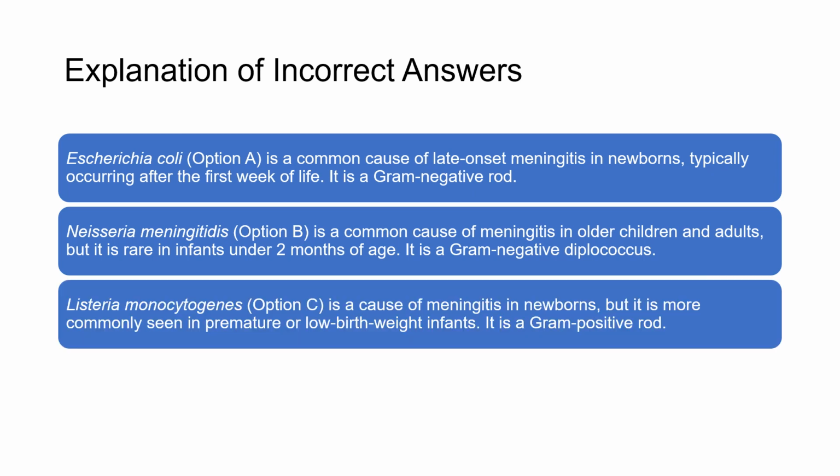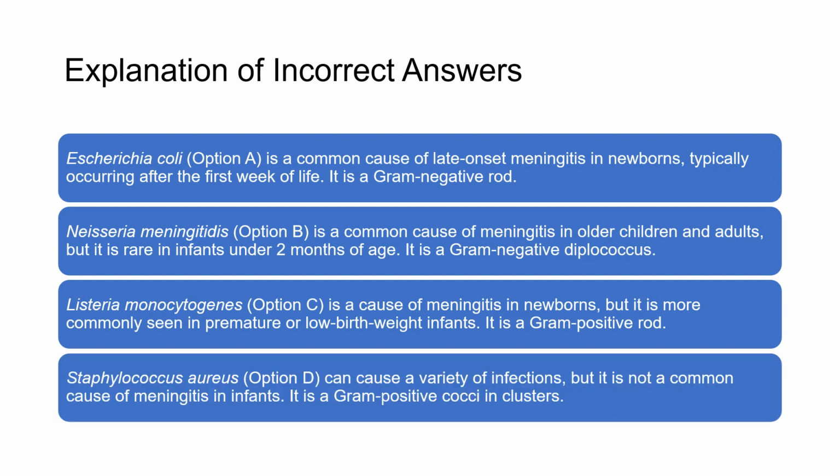For choice C, Listeria monocytogenes, it can cause meningitis in newborns, but it is a gram-positive rod. For option D, Staphylococcus aureus, it can cause a variety of infections, but it is not a common cause of meningitis in infants. In addition, it is gram-positive cocci in clusters.